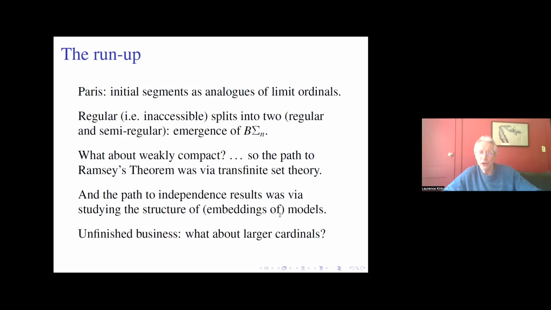So after inaccessible, the next thing in the ladder of large cardinals is weakly compact. So that's what led us to Ramsey's theorem. The path to Ramsey's theorem took a detour really via transfinite set theory, and the path to the independence results was via, as I said, studying the structure of embeddings of a model. So it didn't come about through Barwise's search, that's for sure. In through the back door.